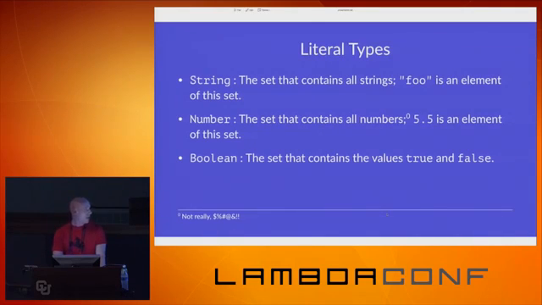Sure. So the set of literal types, there are currently 3 built-in types in PureScript. And these are going to be very familiar to you from other programming languages. There's the set that we call String, that is the type String. And that's a set that contains all strings like foo and bar and so on and so forth. And then there's the set called Number, which in theory contains all numbers, and in practice you have to deal with the floating point monstrosity that is JavaScript's number. And then there's Boolean, which is the set that contains the values true and false.